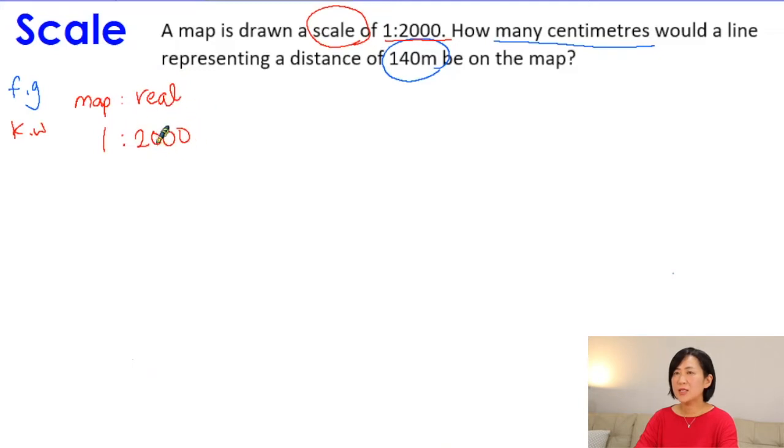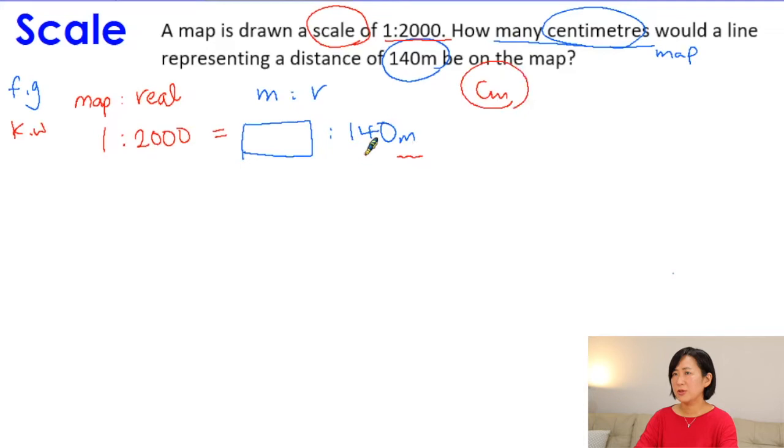Again, this is sharing the total or missing part. Definitely this is a missing part because we need to find out the distance on the map. That is our map to real life. So the distance on the map is the missing part. Then the real distance is 140 meters. You need to be careful with your unit. Always you need to unify your unit. Since it's all about centimeters, you need to change your meters into centimeters.